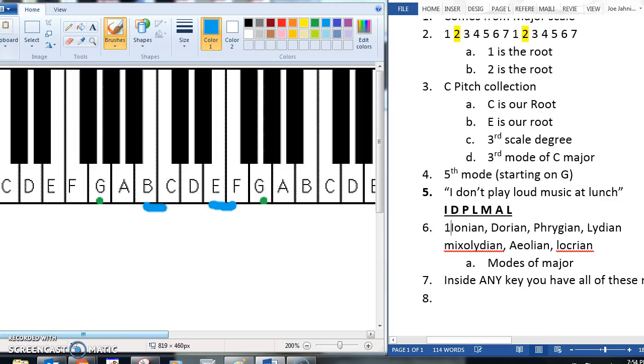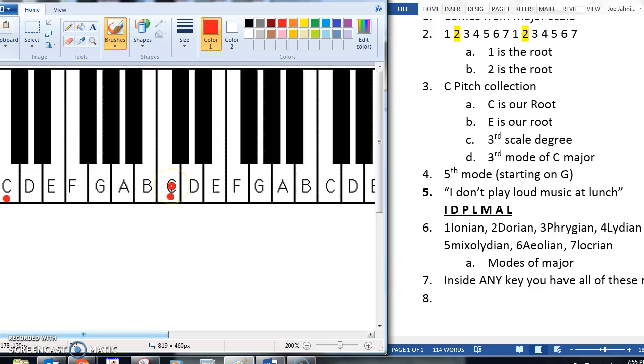Ionian is major. That's going to be the first mode of major. If you start on the second note in a key, you're going to get Dorian. The third note, you're going to get Phrygian. The fourth note, you're going to get Lydian. Fifth note, Mixolydian. The sixth note, Aeolian. Seventh note, Locrian. If you go C to C, that's the first mode of major.